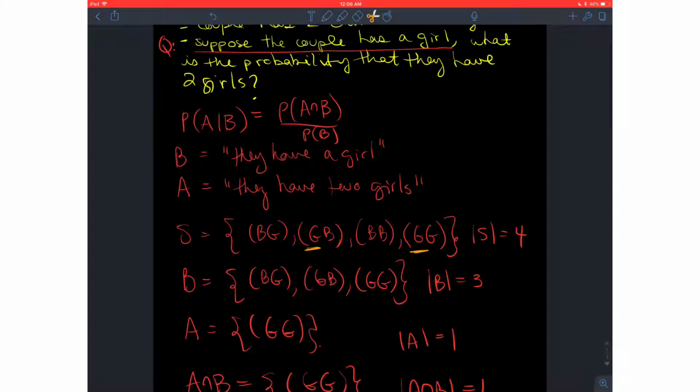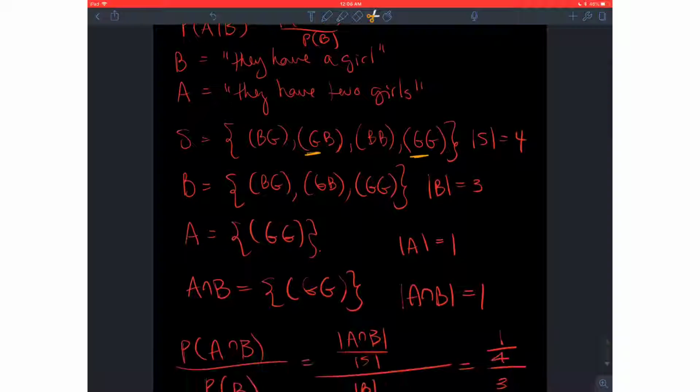Well, we could say that this is a conditional probability question: probability A given B, where B is they have a girl and A is they have two girls. Okay, so we define our sample space. Our sample space is the outcomes boy-girl, girl-boy, boy-boy, and girl-girl. So the cardinality of our sample space is 4.